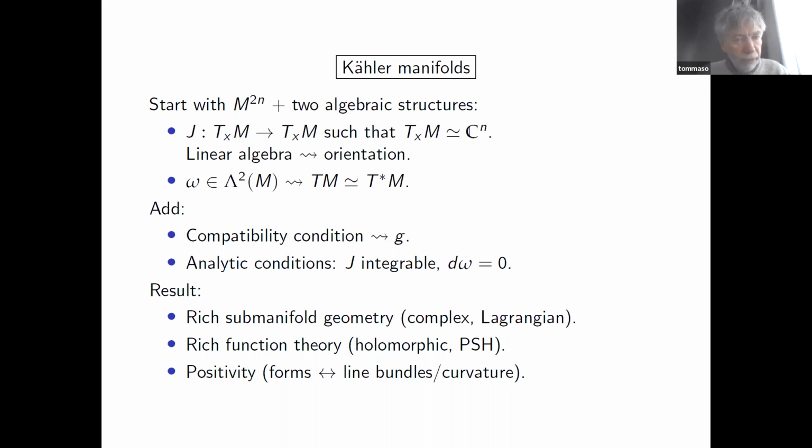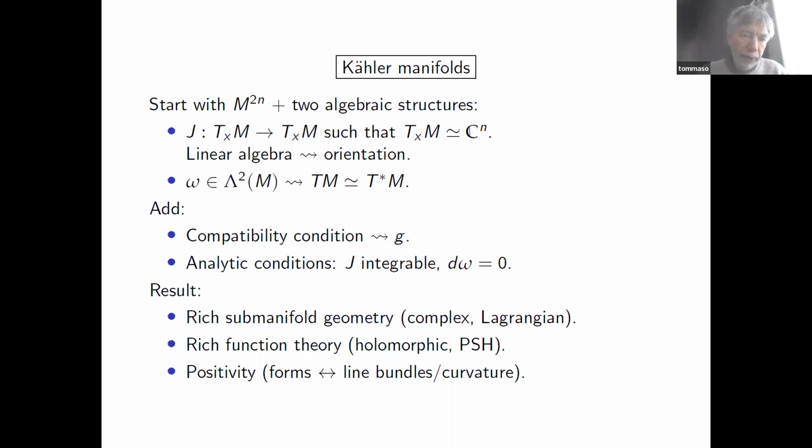So now to develop the theory, we need these structures to be compatible, and the compatibility will generate a metric. So Kähler geometry is also Riemannian geometry. And then we need to add some extra analytic conditions. We want J to generate holomorphic coordinates, and we want the symplectic form to be closed. I will explain why as we go along.